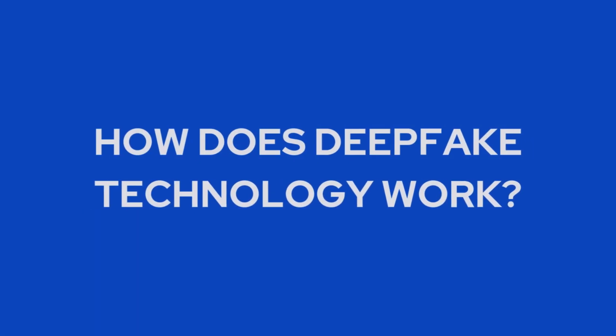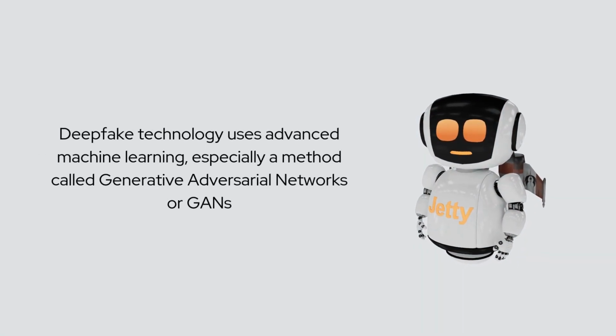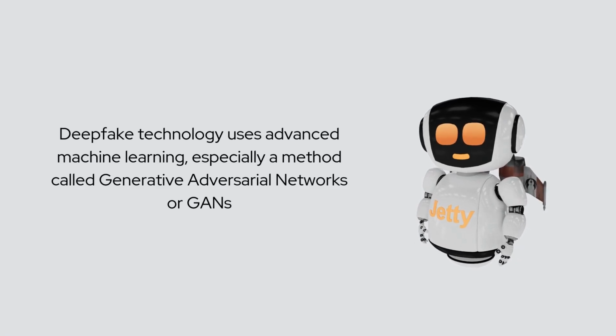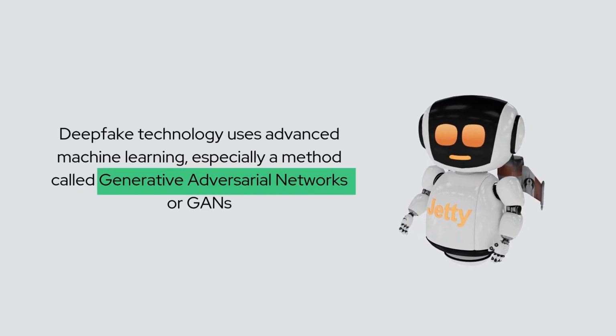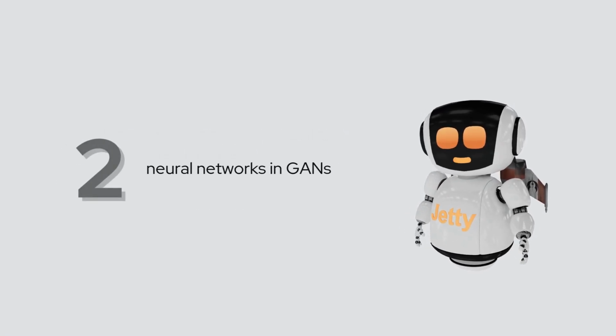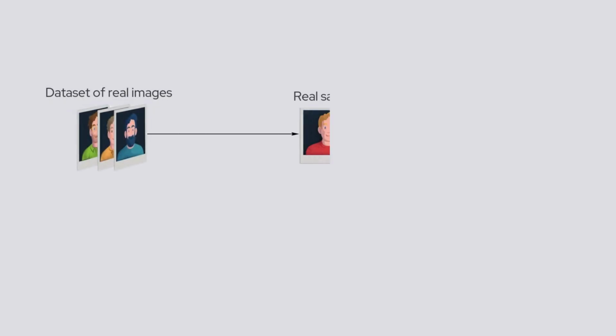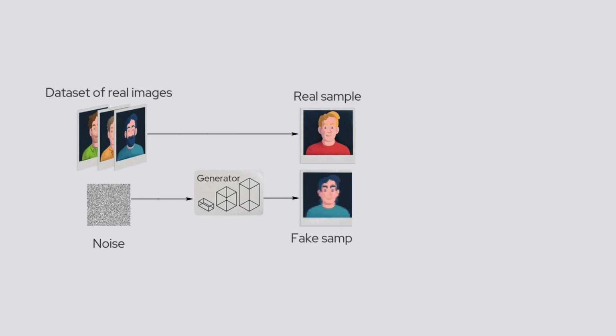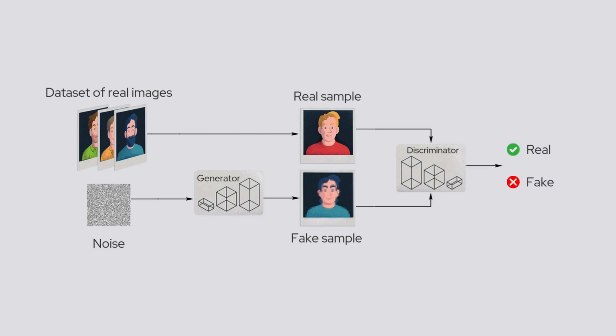How does deepfake technology work? Deepfake technology uses advanced machine learning, especially a method called Generative Adversarial Networks, or GAN. GAN consists of two neural networks. The generator creates fake images, videos, or audio based on real data. The discriminator checks whether the generated content looks real or fake and gives feedback. The generator improves by trying to fool the discriminator, and this process keeps repeating until the fake content is nearly identical to the real thing.